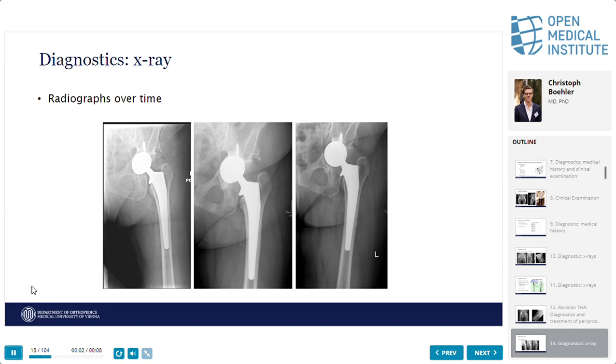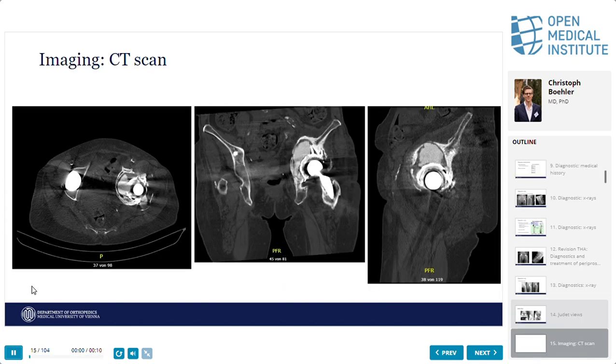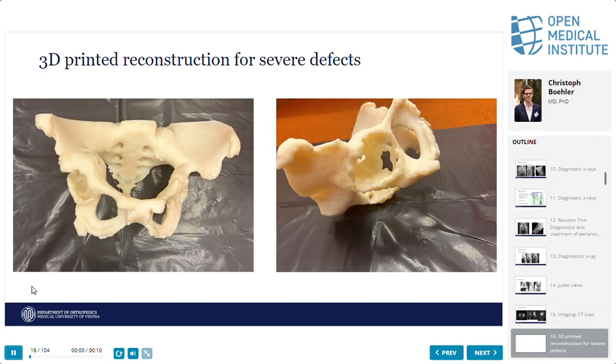Radiographs over time: here you can see how this cup slowly migrates and gets steeper and steeper. And this is something we do not usually get, but it's in textbooks, the Judet view, especially good if you're looking for pelvic discontinuity. For all our revisions, or at least all of them with a big bony defect of the acetabulum, we get a CT scan. And for reconstruction in selected cases, we would get a 3D print to plan the surgery with all the augments beforehand.